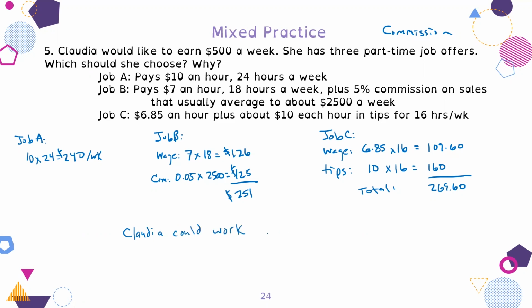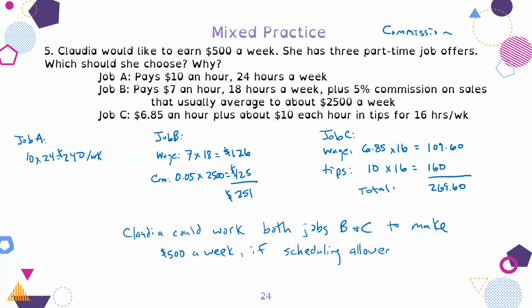So Claudia could work both jobs B and C to make $100 a week if scheduling allowed. Because if they happen at the same time, that wouldn't work. We don't know what the jobs are, so we can't guarantee. Who knows, maybe they're both serving jobs. But that's the only way that she would make $500 a week.